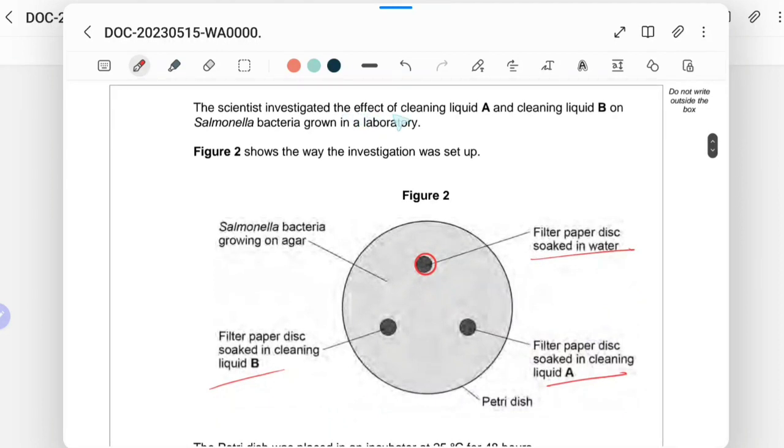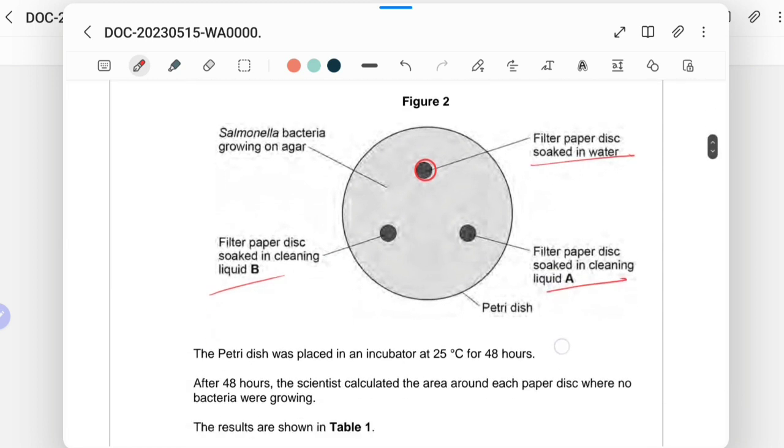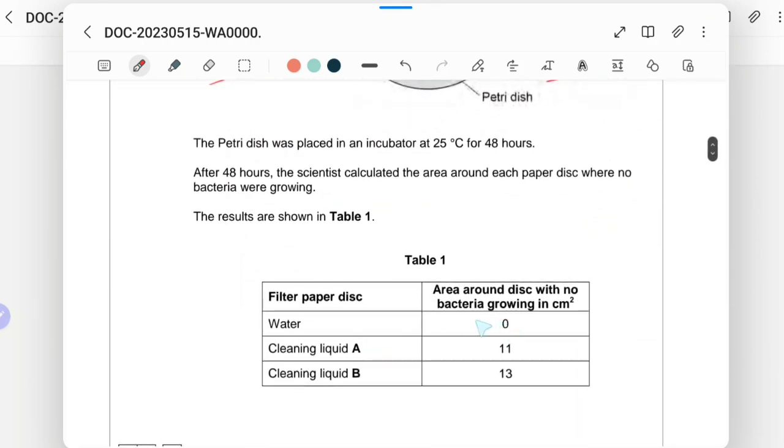The scientist investigated the effect of cleaning liquid A and B also on salmonella bacteria grown in the laboratory. So this is salmonella that's being grown. All right. So what he's doing here is he has soaked filter paper into different things: into water, that's a control, into liquid A, liquid B. So after he finished, this is the result he got.